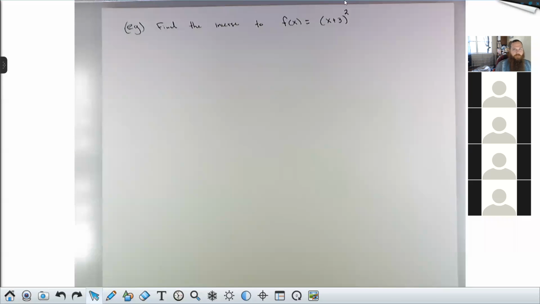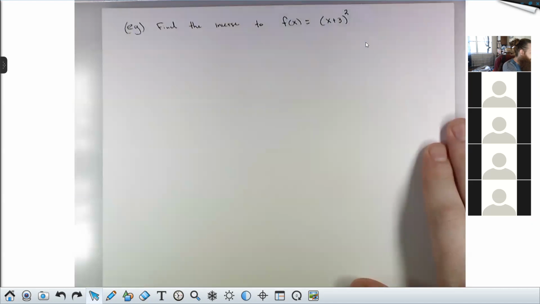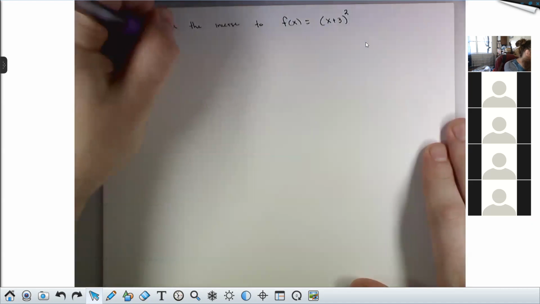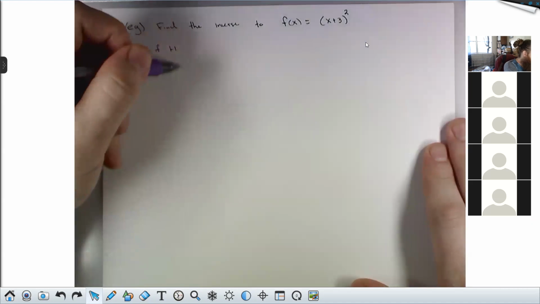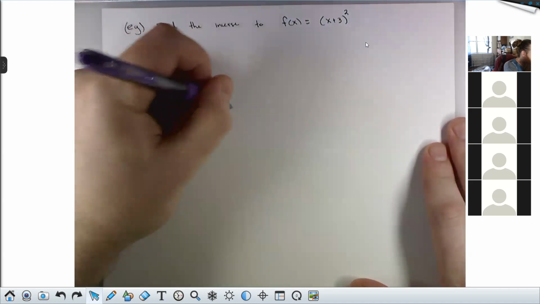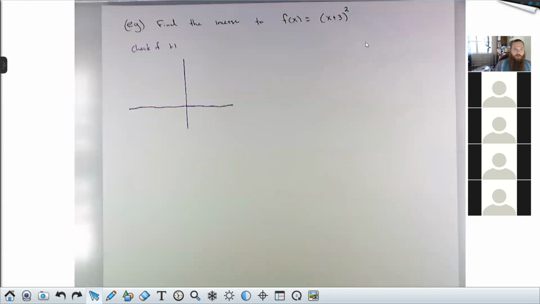So I want to find the inverse to f of x equals x plus 3 squared. I can graph this. I know how to graph this. Let's check if this is 1-to-1. How do I get the graph of f here? What's the parent function and what do I need to do to it in order to get this graph?